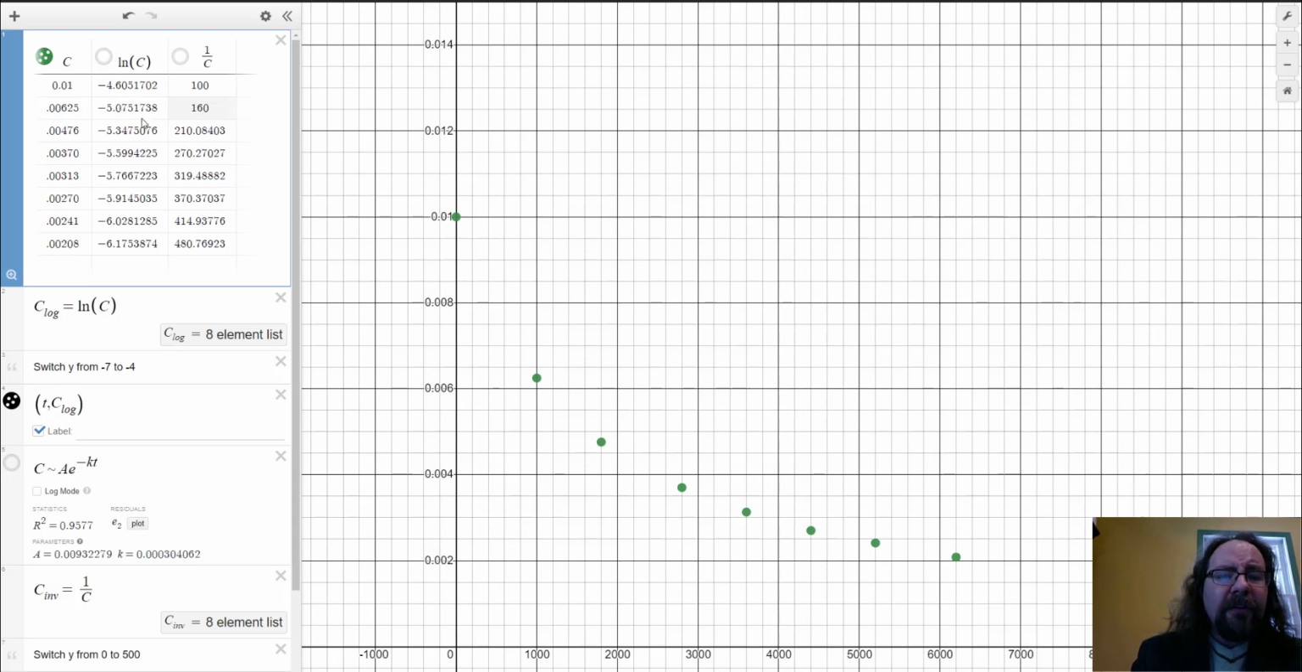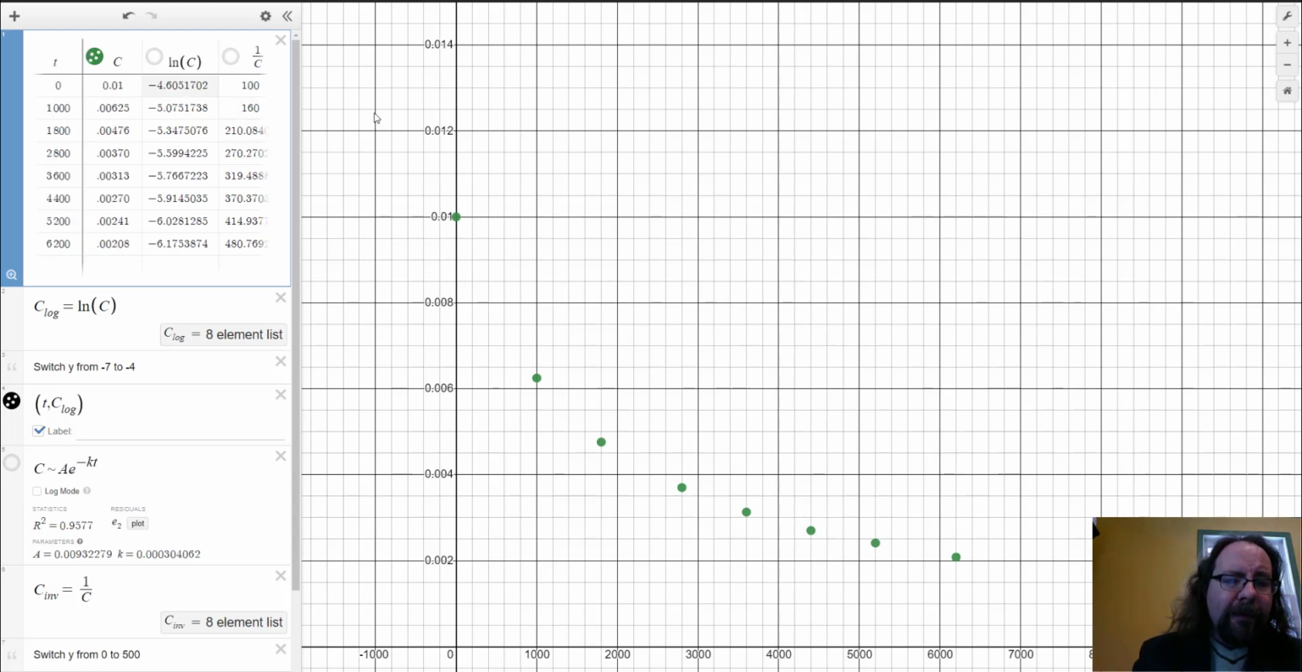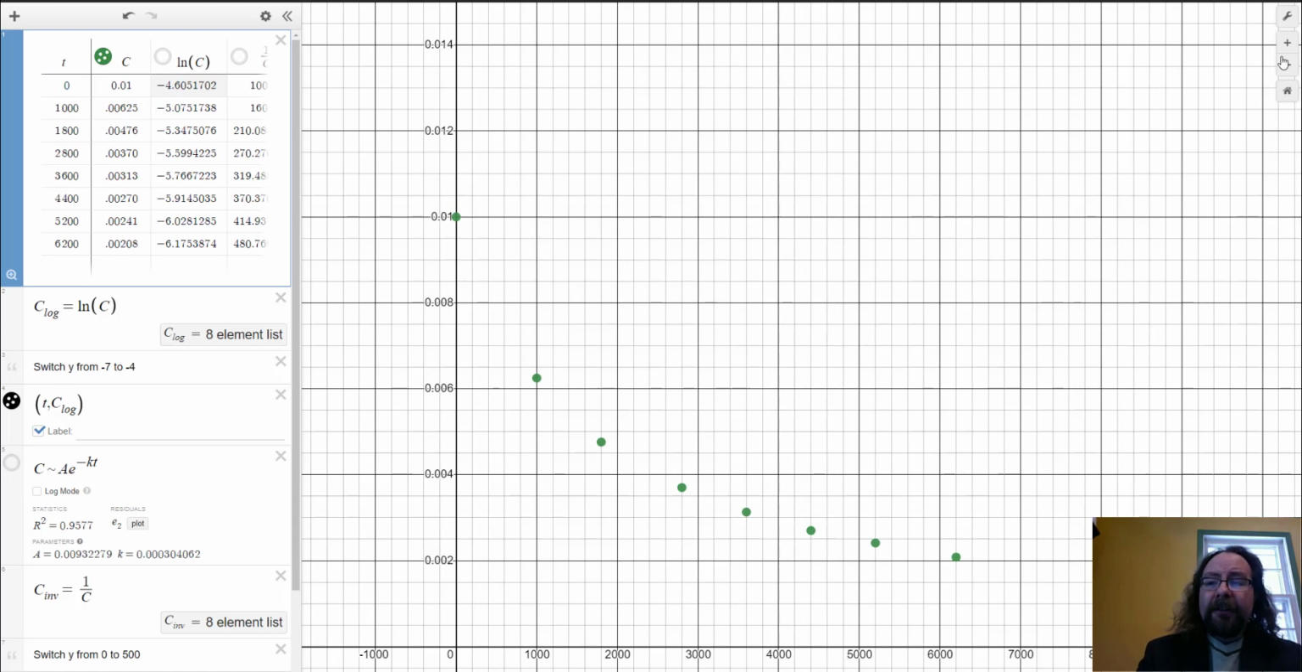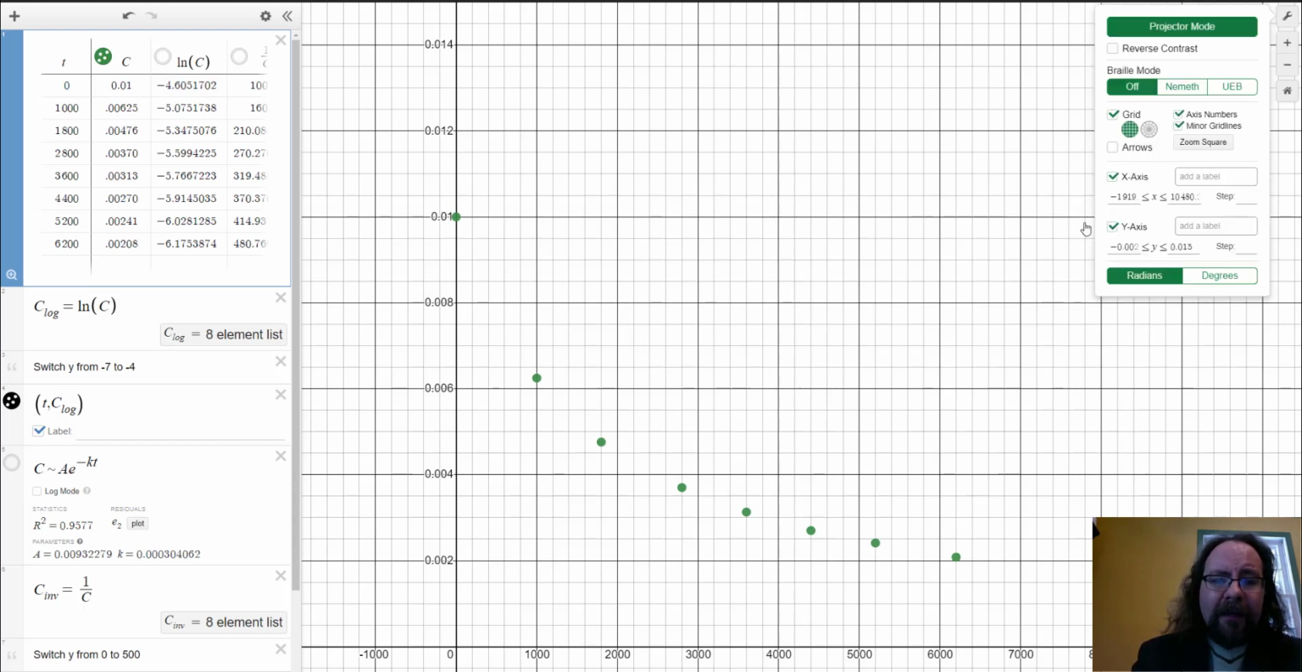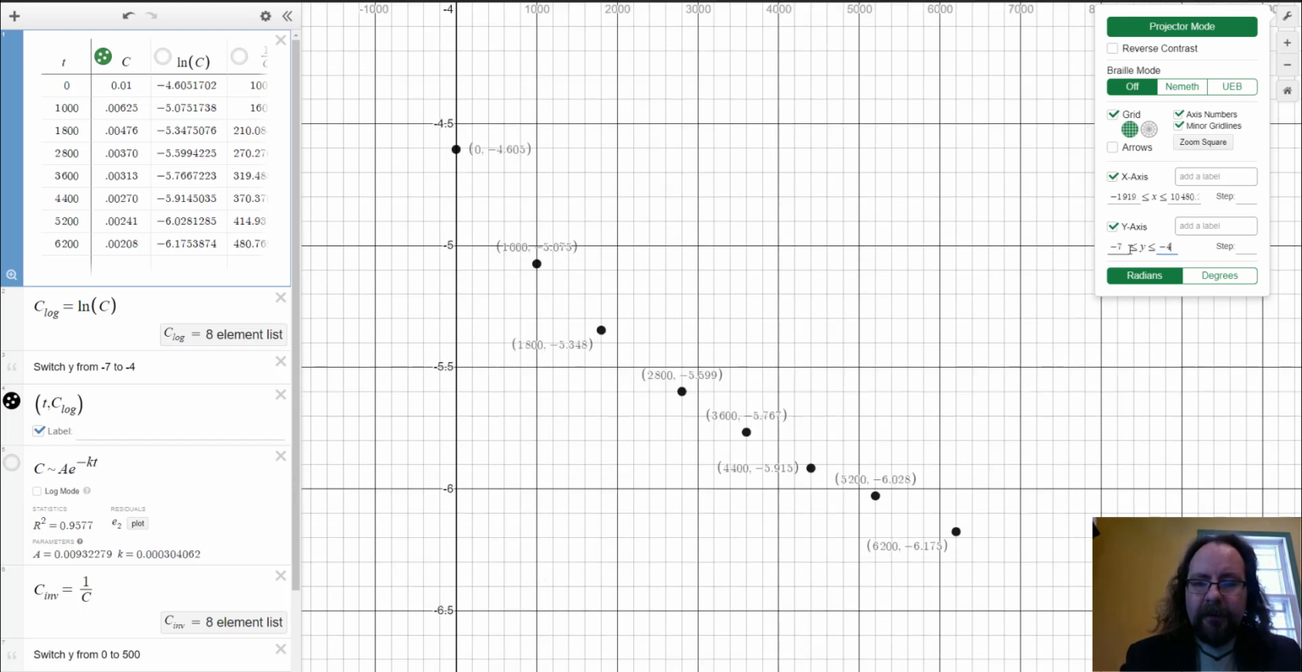So what I want to do is see what the scatter plots would look like if I did the log of the concentrations versus time and the reciprocal. So the log of the concentrations would involve looking at the possibility that this is a first order reaction. To see what that scatter plot looks like, I'm going to change my y values to go from -7 to -4 because all the logs are negative.